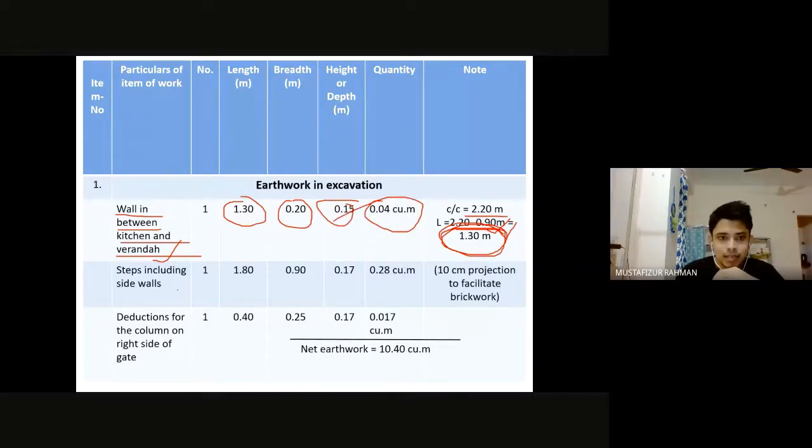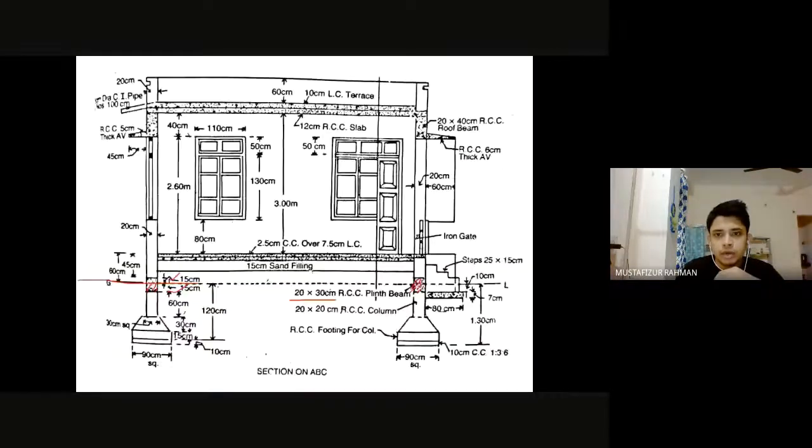Then in the steps, including sidewalls, we have to do, again we will have to go back to our diagrams. This is the step here. So in the step we have to do some excavation. This is 80 centimeter projection. Here we can see this is 10 centimeter, this is 7 centimeter. That means the depth is total 17 centimeter.